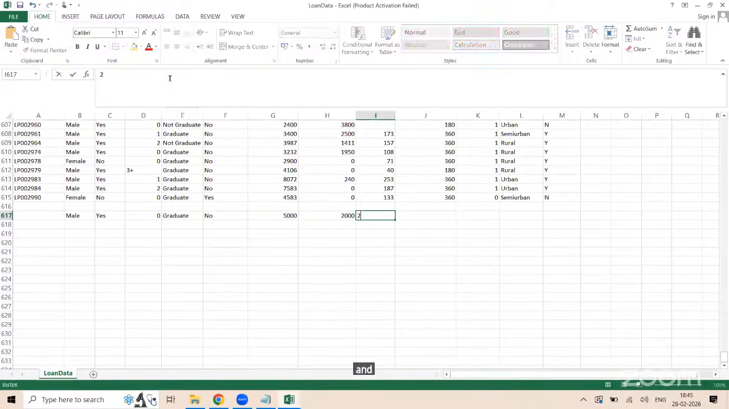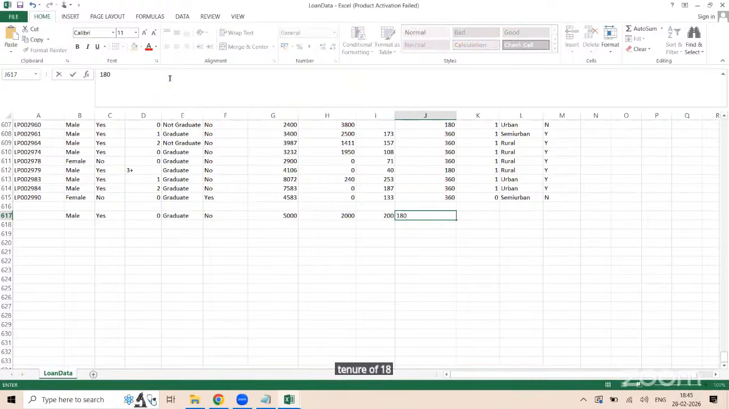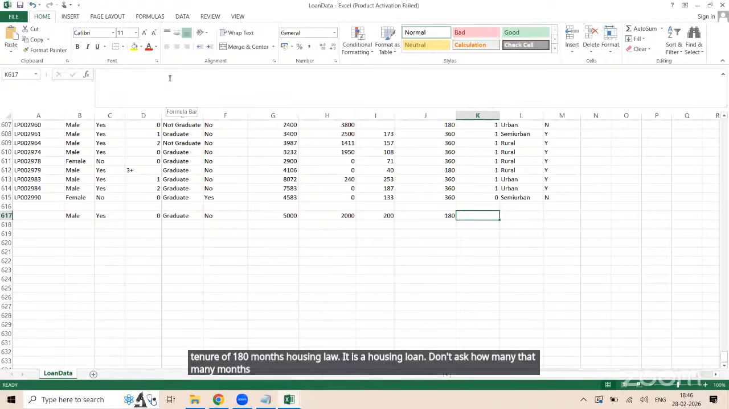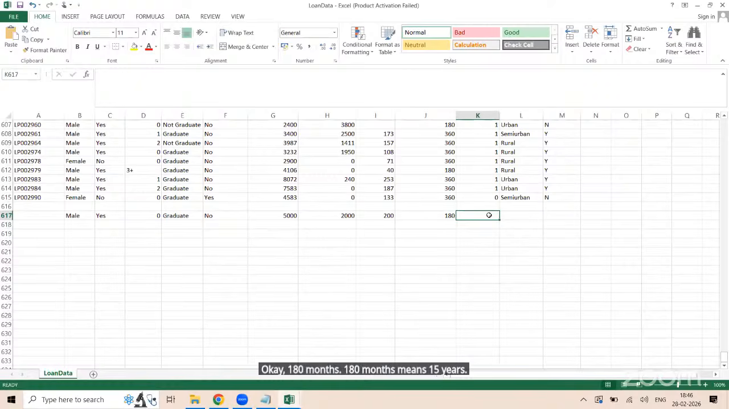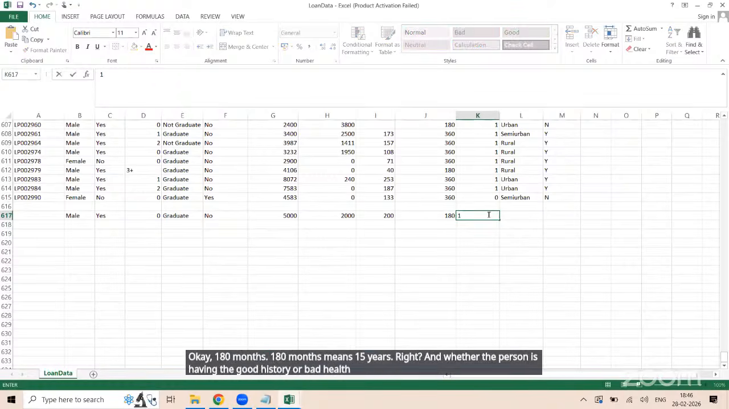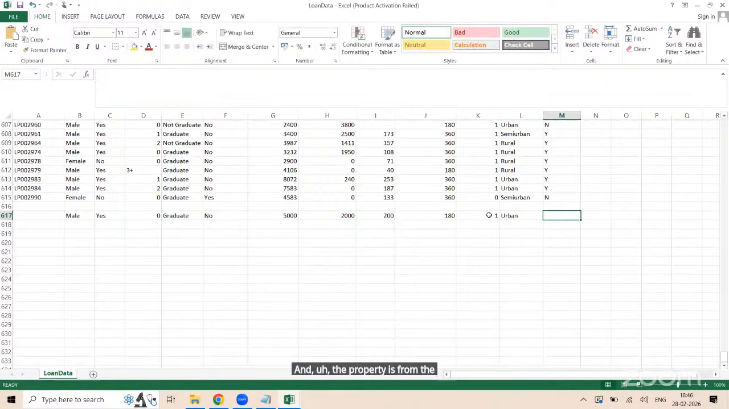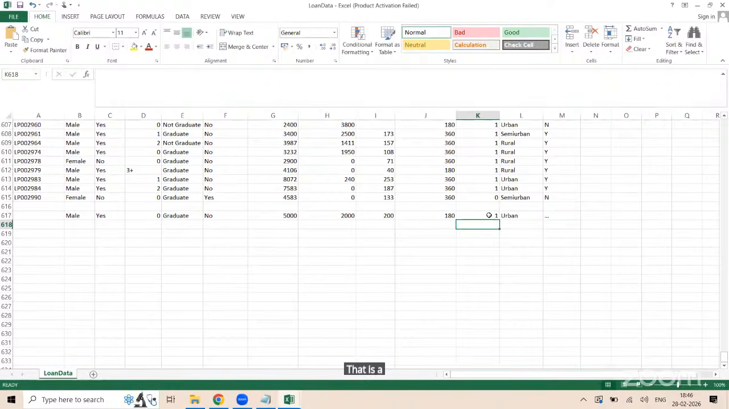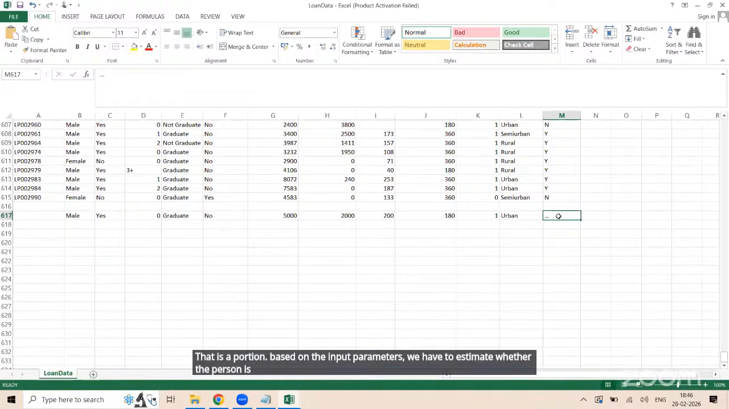They want to apply for a loan of $200,000, that is $2 lakh, the loan amount, with a tenure of 180 months. It is a housing loan; for a housing loan they will give that many months. 180 months means 15 years. The person has a good credit history, which is nothing but 1, and the property is from the urban area. Now we have to predict whether the person is eligible for the loan or not. Based on the input parameters, we have to estimate whether the person is eligible for the loan. That is the question.